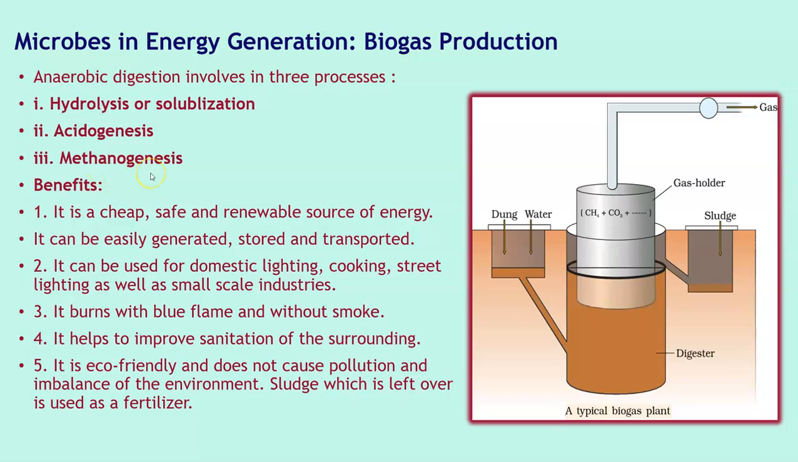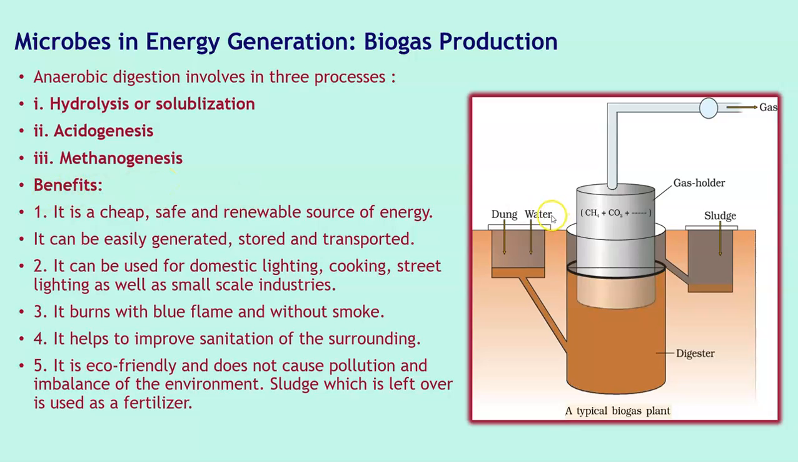And the third stage is methanogenesis. This is the last stage in which anaerobic methanogenic bacteria like Methanobacterium and Methanococcus convert acetate, hydrogen, and carbon dioxide into methane, carbon dioxide and water and other products. So this happens during the stage of methanogenesis.